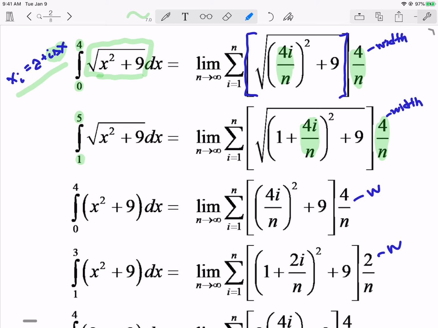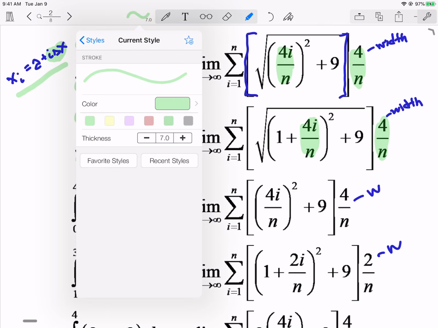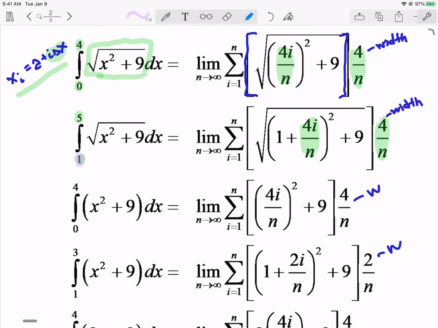Now in this case, the first one, a is 0. That's why you don't see me adding anything. But in the second one, you'll notice that my starting value is 1, so I've added 1. That's the only difference between these first two problems. And now in all of these problems, I'm doing the limit as n goes to infinity of the summation from i equals 1 to n.